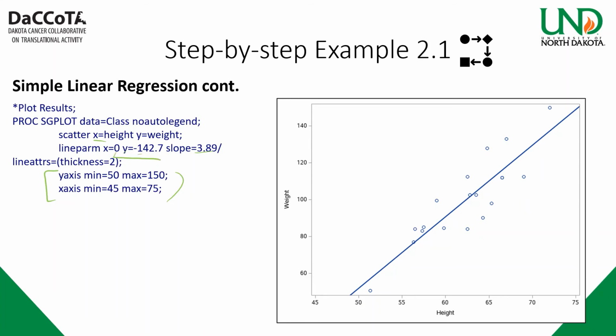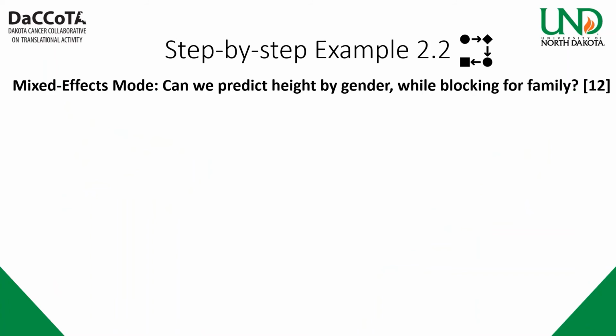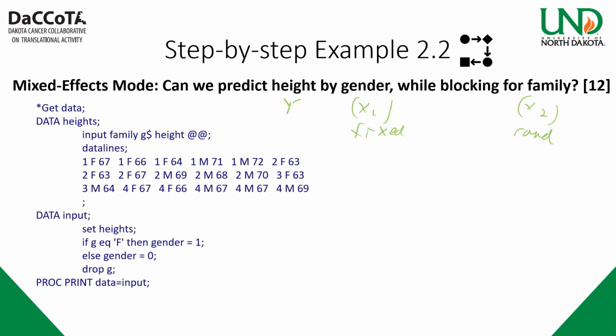Okay, let's change gears and do a mixed effects model. Can we predict height by gender while blocking for family? So this is going to be our y, I'm going to say x1 and x2, so that this is going to be a random effect and this is going to be a fixed effect. To get data, we're going to create a data set called heights. It's going to have family, G is gender, and then height. So families 1 through I think 4, gender female or male, and then height is here.